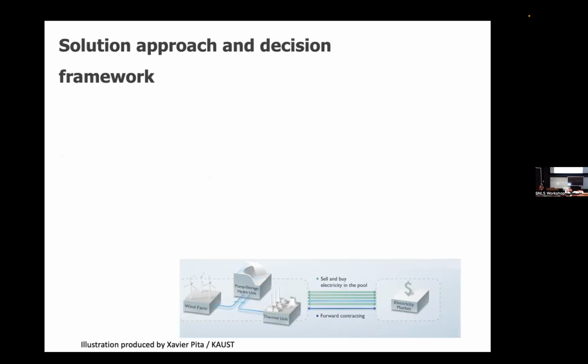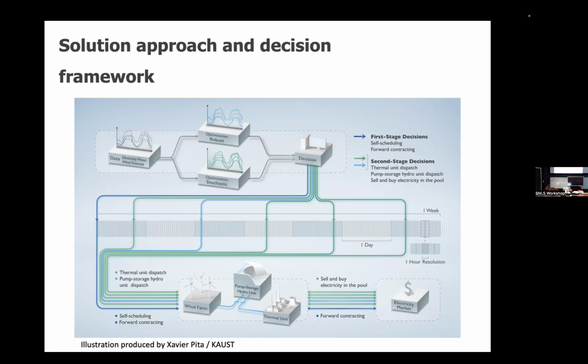In our case, we are considering a small VPP that comprises a wind farm, a pump storage hydro unit, and a thermal unit. The characteristic of this hydro unit is that it can consume or produce electricity. So if the price is low, for example, it can buy and store water to sell when the price is higher. This VPP will interact with the electricity market by selling and buying electricity in the market pool at a time resolution of 1 hour, and it will establish contracts to sell the energy. The problem has a time horizon of 1 week, with a time resolution of 1 hour.